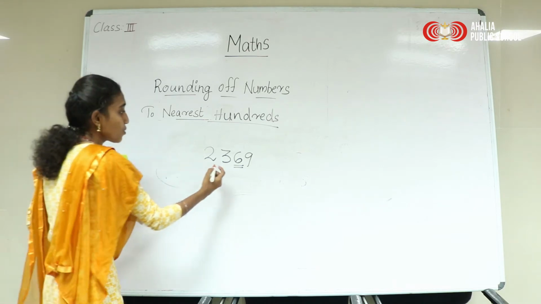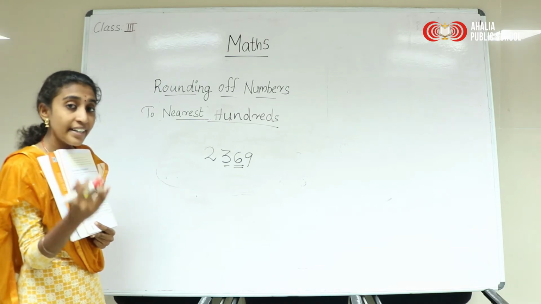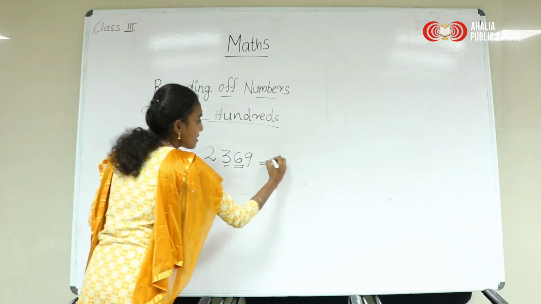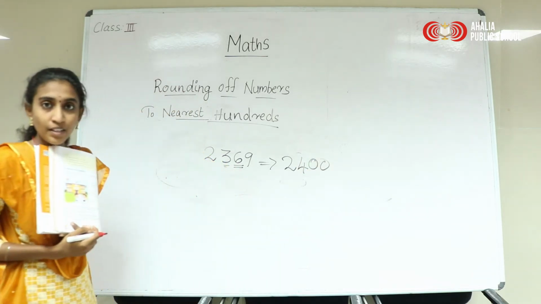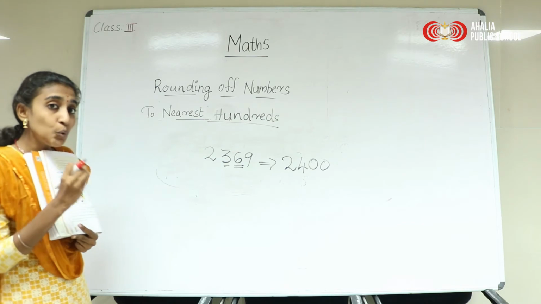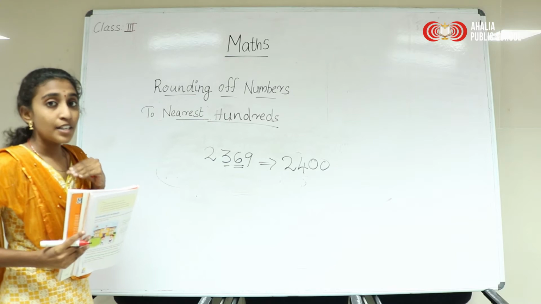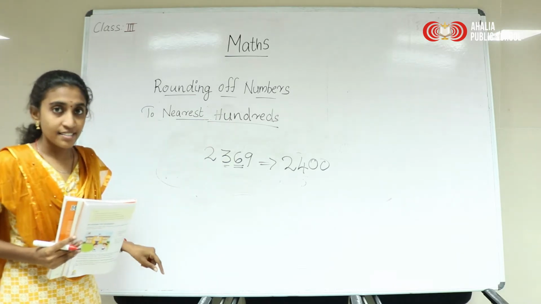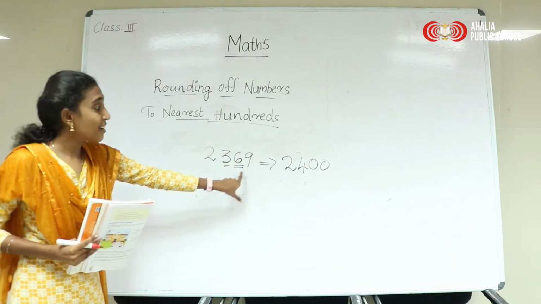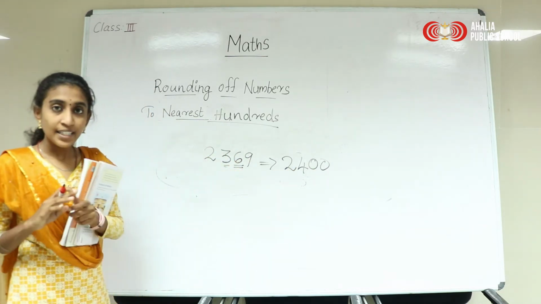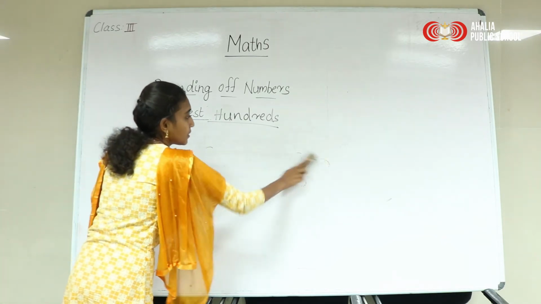So what comes after 300? 400. So the answer is 2400. Okay, children? The answer is 2400. That is, we are rounding up this number to nearest hundreds. Okay? So the nearest hundred value of 369 is what? 400. Clear, children?